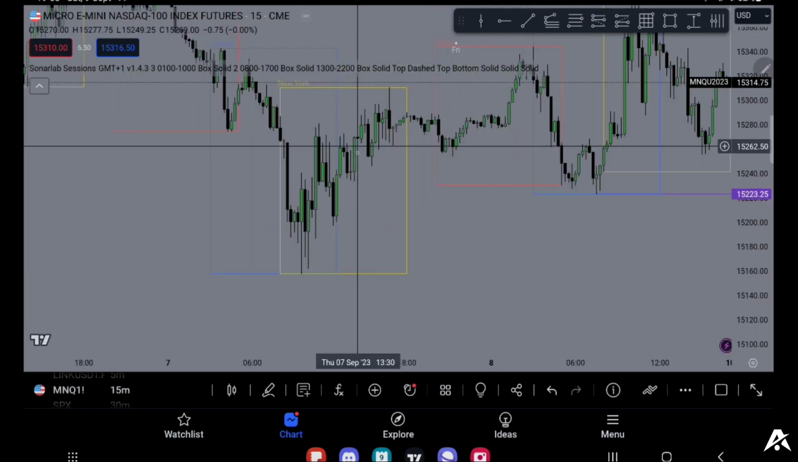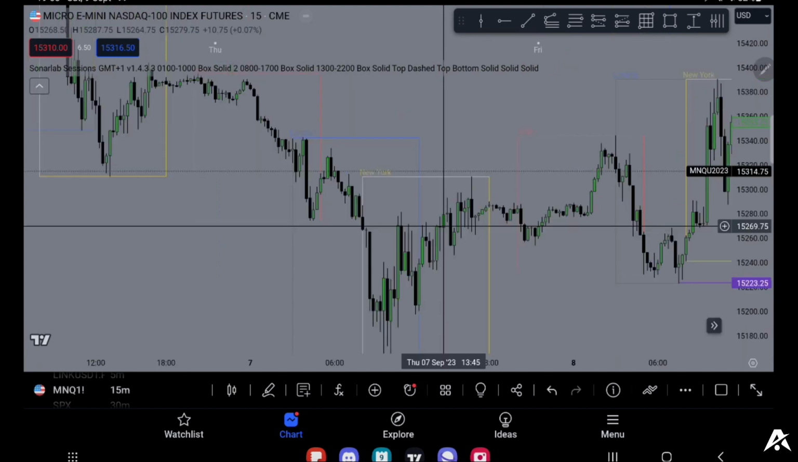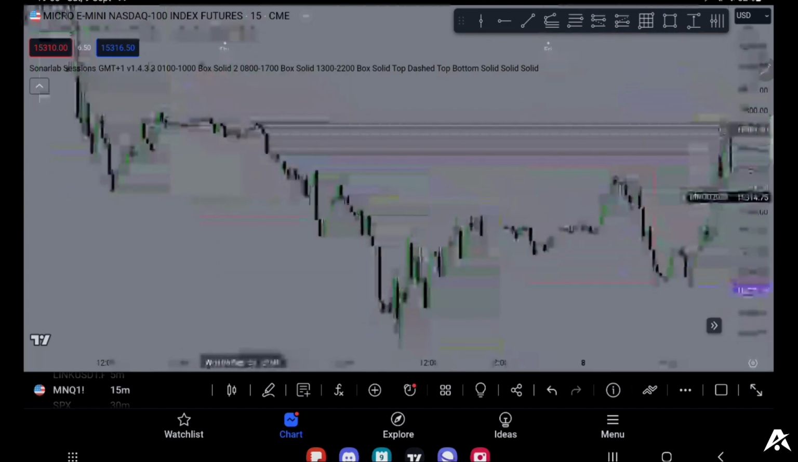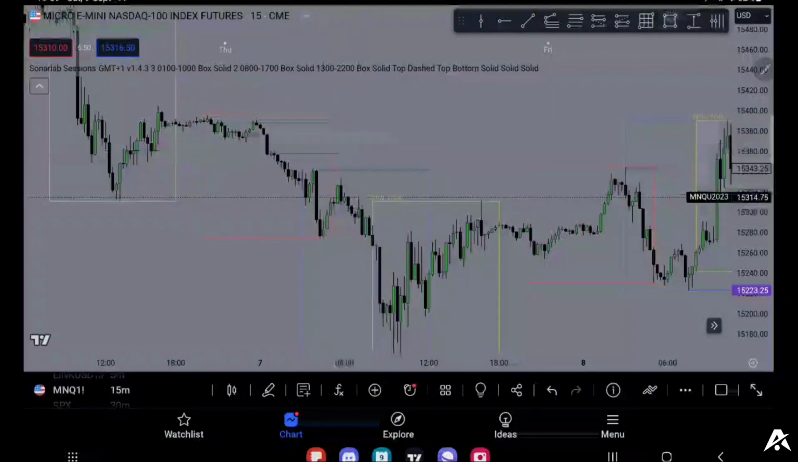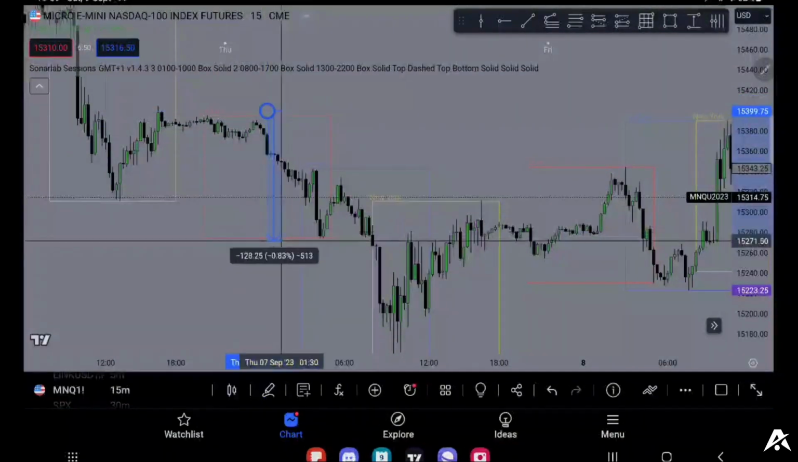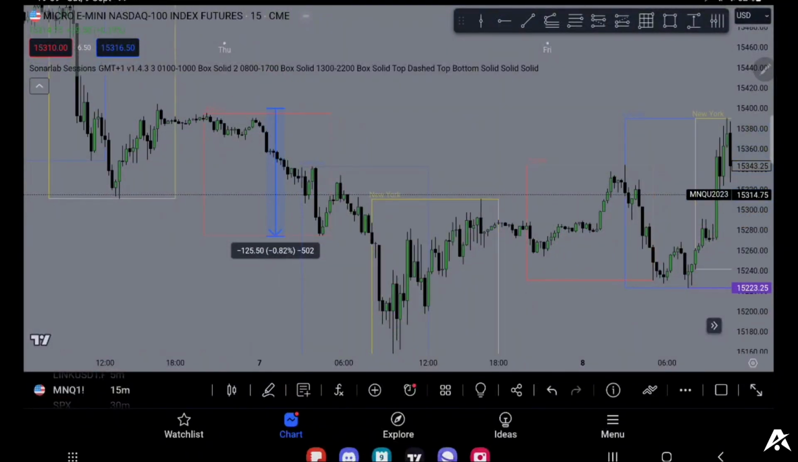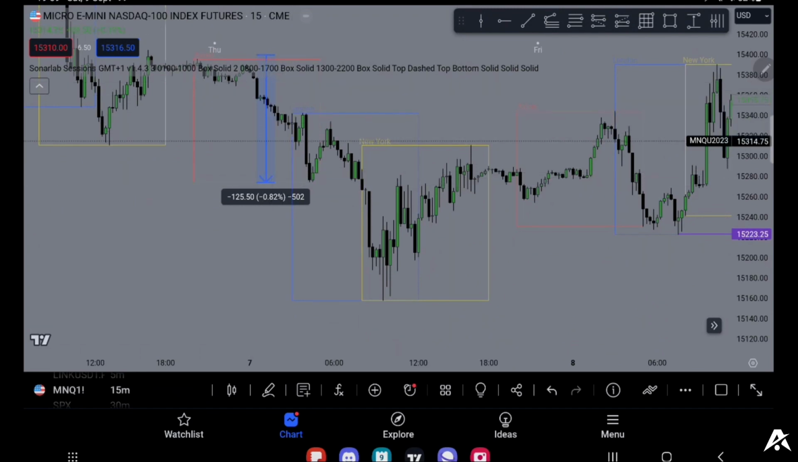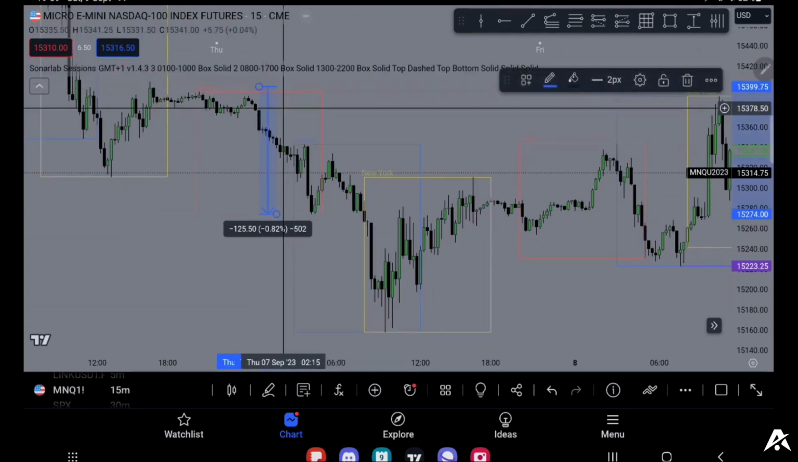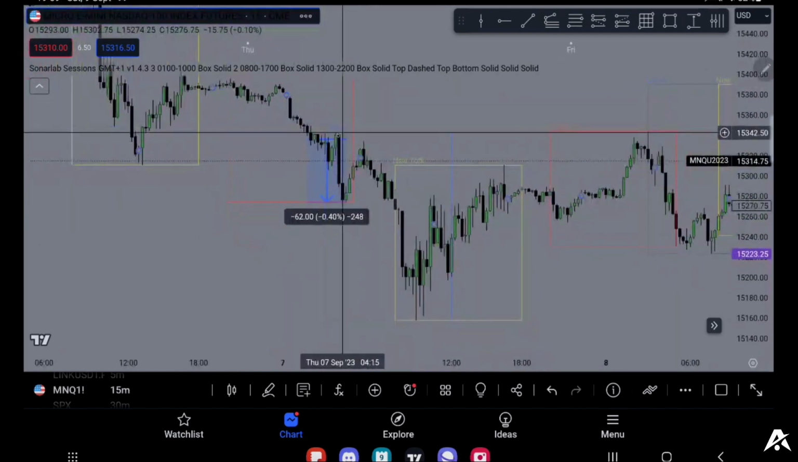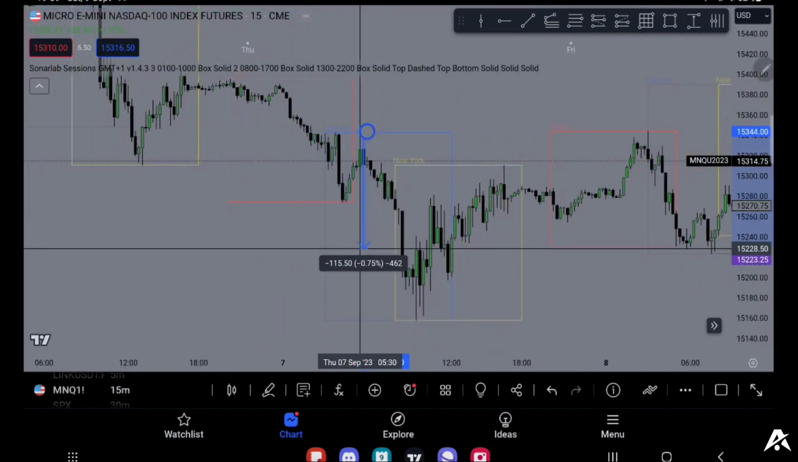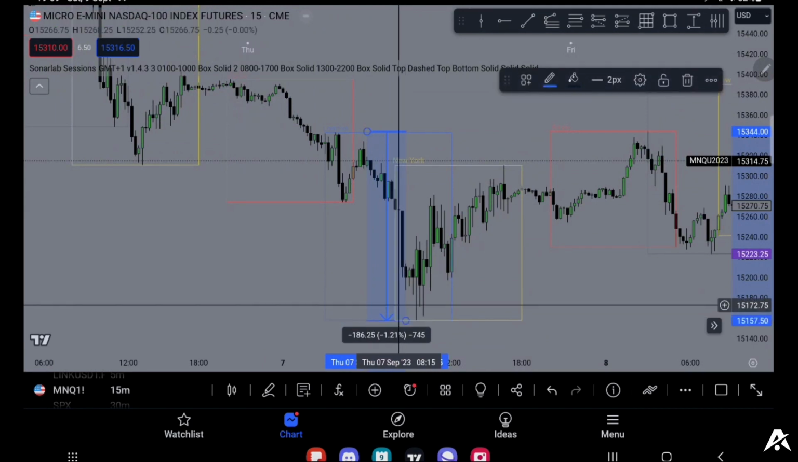You start coming back. Look at what happens here. Asia starts accumulating, starts dropping down. Now, see, Asia had a very, very big range. But this would still be accumulation in terms of London. Why? Because this is a bigger range. It's 745 ticks instead of 500. So in respect to London, Asia is still accumulating.